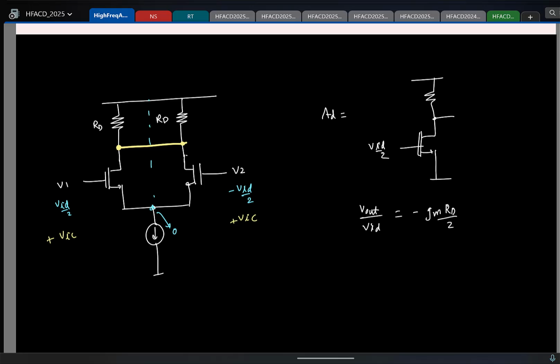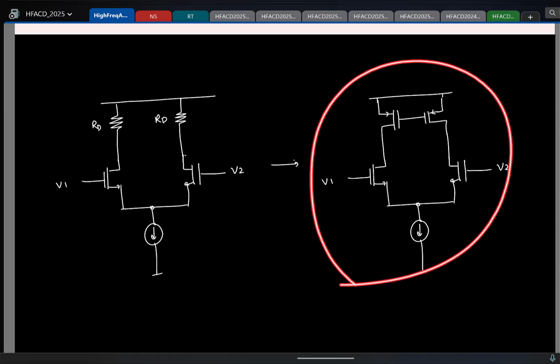GMRD by 2. Okay. Now to increase the gain, we wanted to increase RD. So what did we decide to replace RD with? Yeah, PMOS, but in principle, what element would you put there? A current source, right? You want to have a large small signal resistance, so you put a current source. So that's what we did.